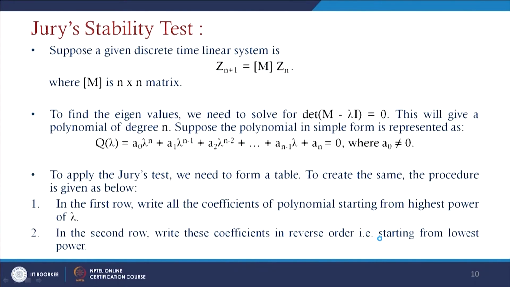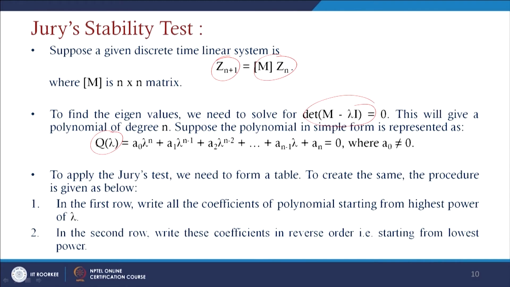In Jury's stability test, first we consider a discrete time linear system in the form Z_{n+1} equals M Z_n, where M is an n by n system matrix. To find the eigenvalues, we need to determine the determinant of M minus lambda I equals 0, and if we write this determinant out, it will give you a polynomial of degree n there. Suppose the polynomial is represented in simple form as q of lambda here, since all the eigenvalues are represented in terms of lambda.